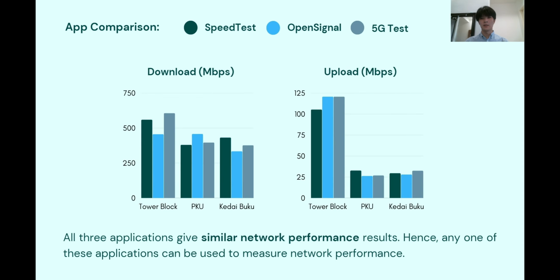The app comparison was made. The apps we tested are Speed Test, OpenSignal, and 5G Test. We got the readings from 3 different locations, namely the Tower Block, PKU, and Kedai Buku. From the bar chart, the 3 apps show similar results. We decided to use Speed Test for the following comparisons because it provides more performance parameters.